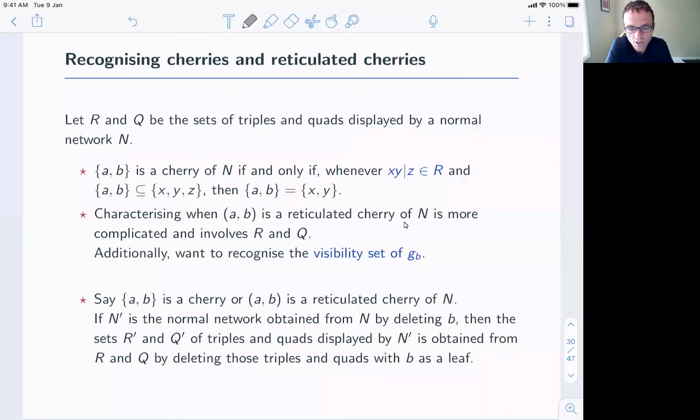So that's what that last sentence there says. If N prime is the normal network obtained from N by deleting B, then the sets of triples and quads of that network is obtained by simply deleting those triples and quads that contain B as a leaf.